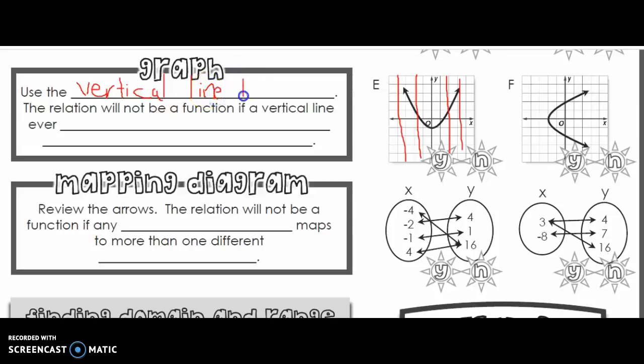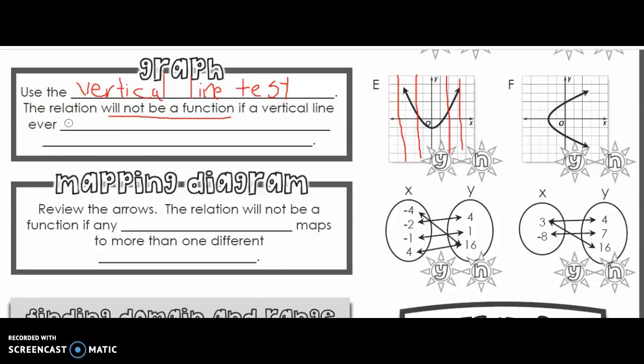Please say that. Okay. Now, did you notice I already drew some vertical lines? Every time I draw a line, it should only go through one point. So if it goes through more than one point, then it's not a function. Okay, so what you need to write here too is it passes through more than one point. If it passes through more than one point, it will not be a function.